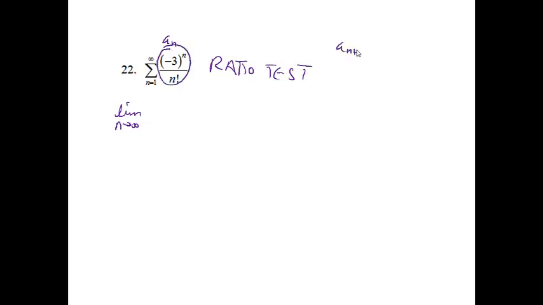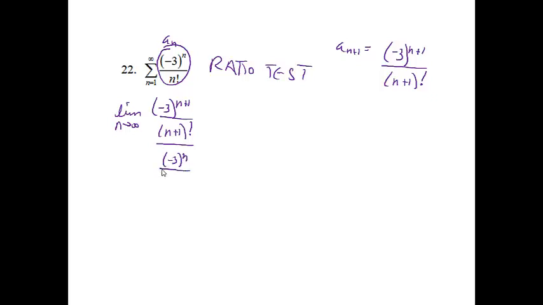A sub n plus 1 would be -3 to the n plus 1 over n plus 1 factorial. So if I took a sub n plus 1, which would be -3 to the n plus 1 over n plus 1 factorial, and I divided it by a sub n, which is -3 to the n over n factorial, I'm going to end up multiplying by the reciprocal, so I'm going to get -3 to the n plus 1 over n plus 1 factorial times n factorial over -3 to the n.